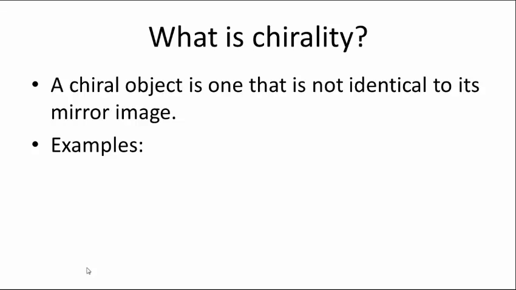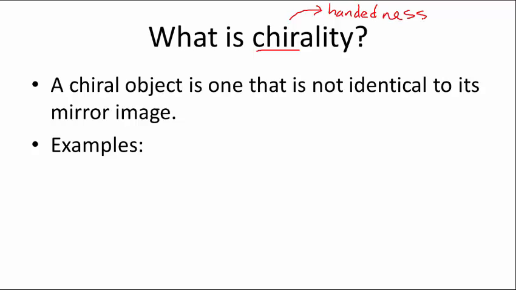Anyone speak Greek? Handedness. So chirality is this property that certain objects have. It's the fact that you can have an object that is not equivalent to its mirror image, or not identical to its mirror image.